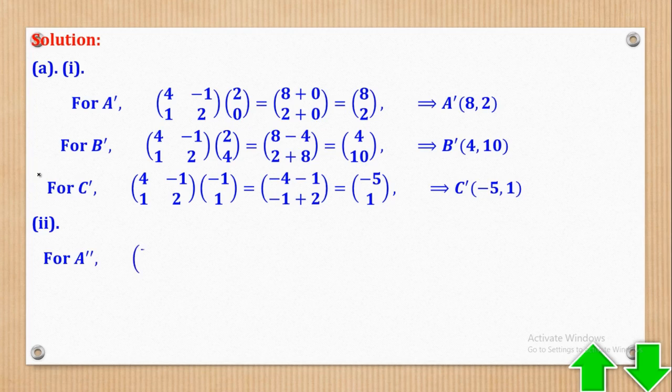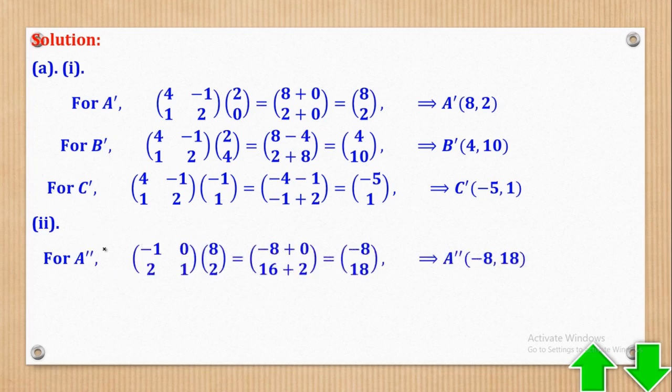So for Roman 2, we shall use matrix n and the coordinates of A prime, B prime, and C prime. So for A double prime, I'll use the coordinate of A prime. A prime will be this, and this will be matrix n. So next is to multiply. This with this will give me negative 8 plus 0. Then this with this will give me 16 plus 8. So in the end, I come up with 18. Sorry, negative 8, 18. Therefore, A double prime is negative 8, 18.